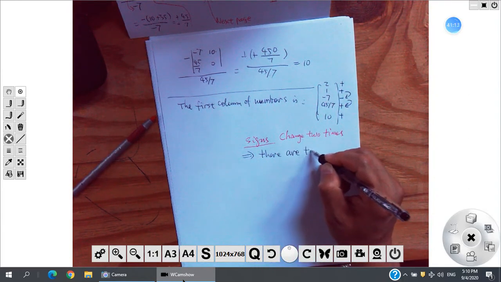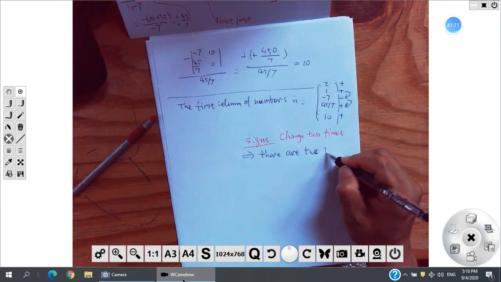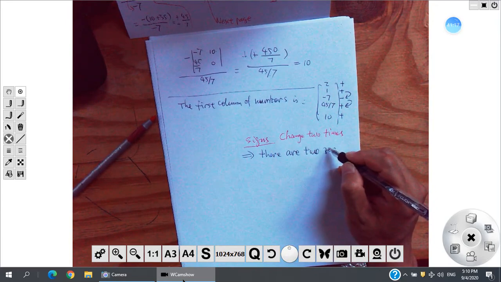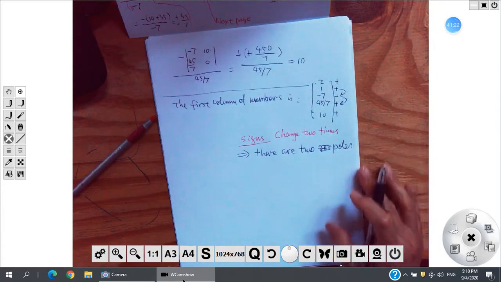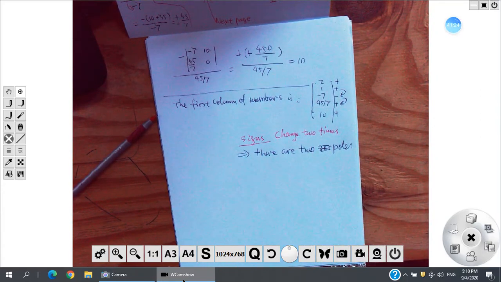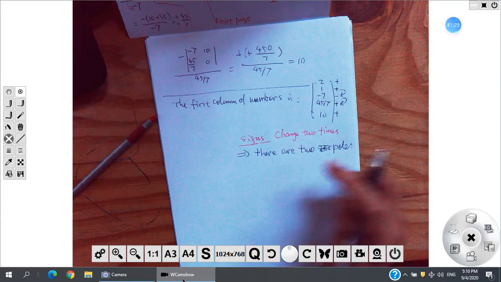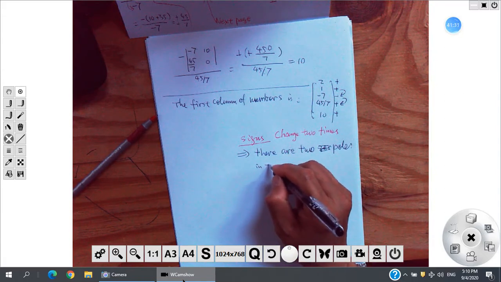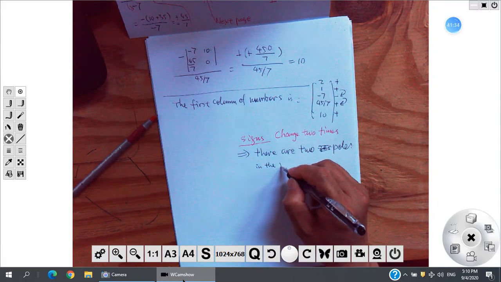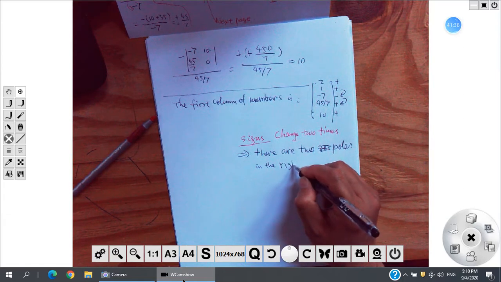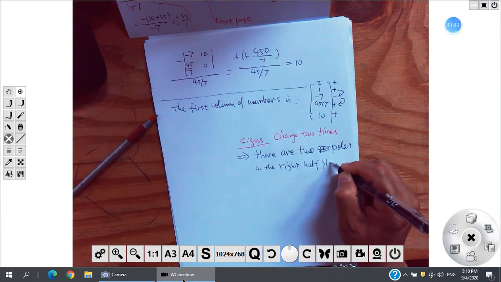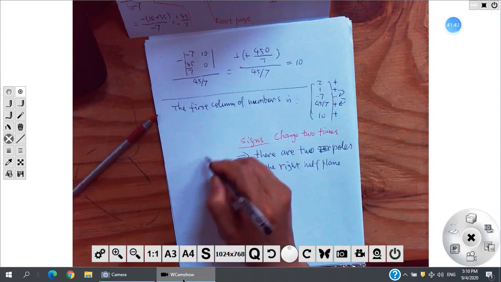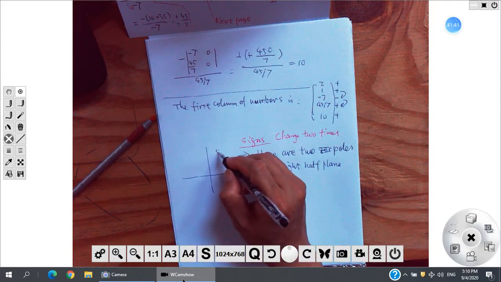2 zeros, 2 roots or 2 zeros, 2 poles. Zeros of the equation, but it's a zero of the whole. It's a pole of the whole transfer function. Because there are 2 poles in the right side, right half plane. Right half plane. Right, this is the S plane.